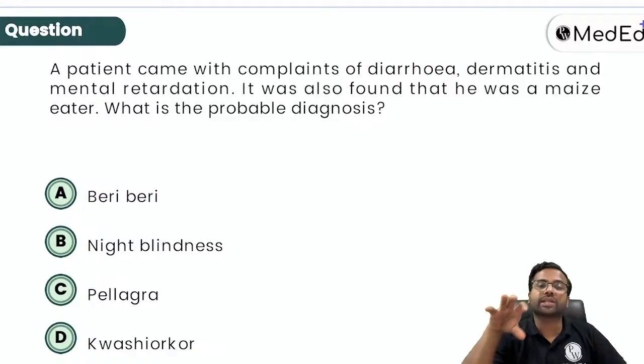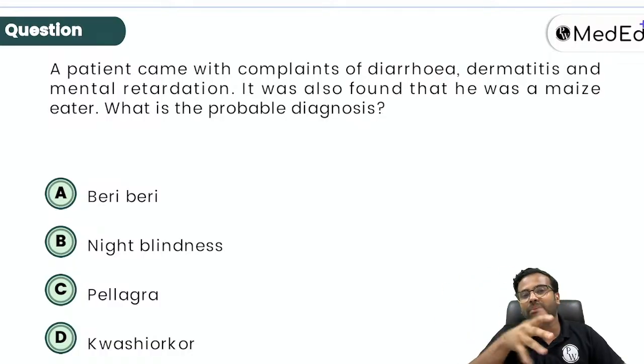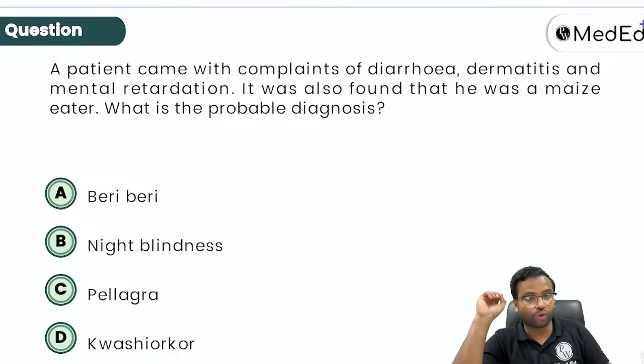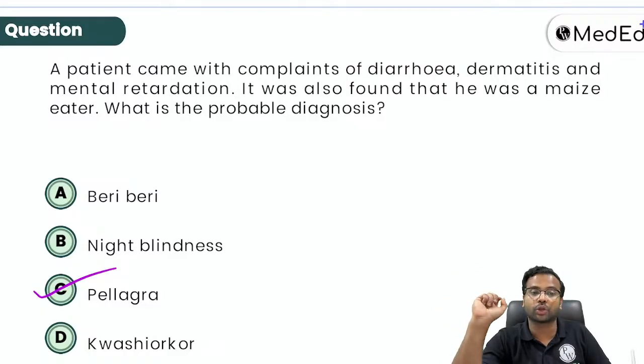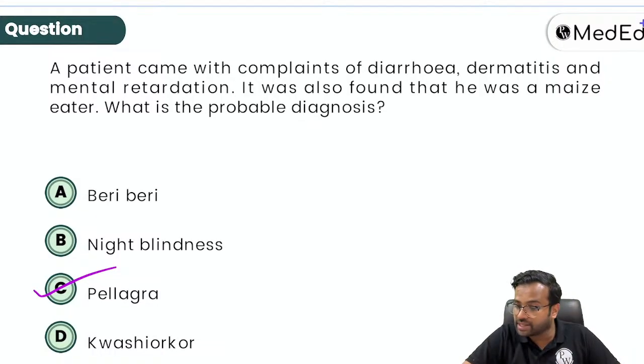So the next question is, a patient came with complaints of diarrhea, dermatitis, mental retardation, and the patient was found to be a maize eater. If all of you were able to answer a medium level difficulty to a highly difficult question, this would be an easy question for you, right? So what is the answer here? Beriberi, night blindness, pellagra, kwashiorkor. So this one, yes. So 4 Ds of pellagra, right? Diarrhea, dermatitis, dementia, death. So here, the correct answer should be pellagra. And also one of the clues for you is that the patient is a maize eater as well.